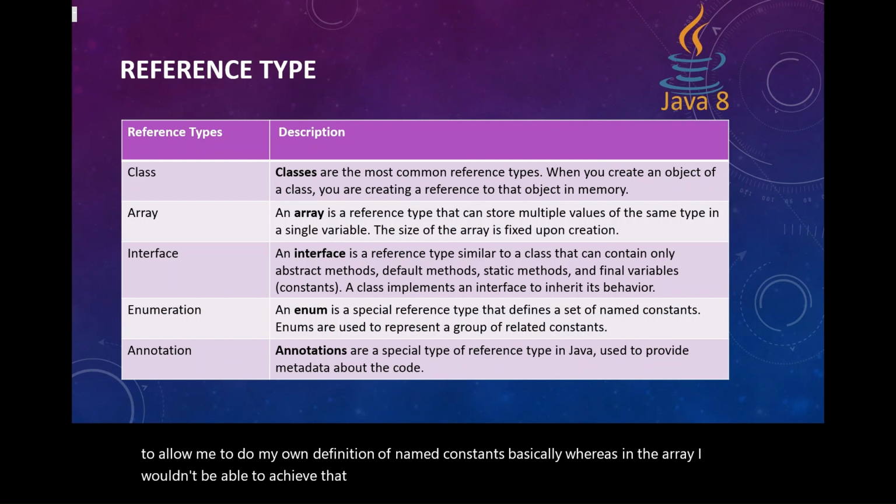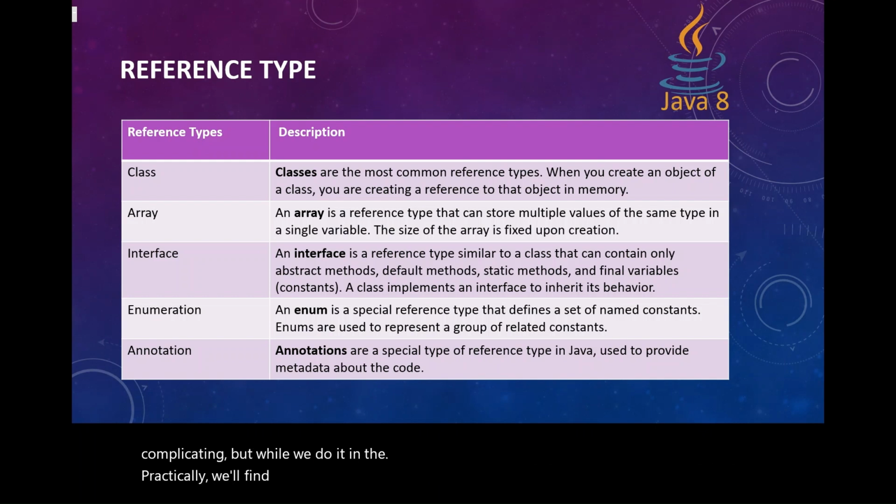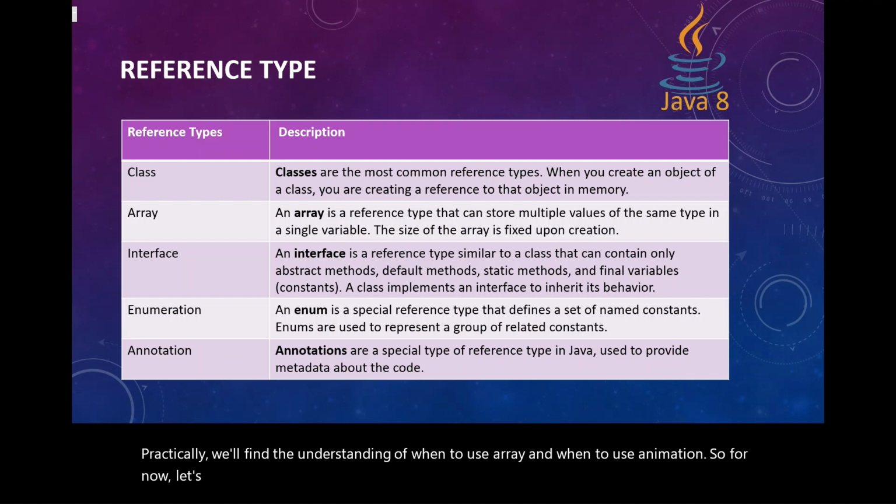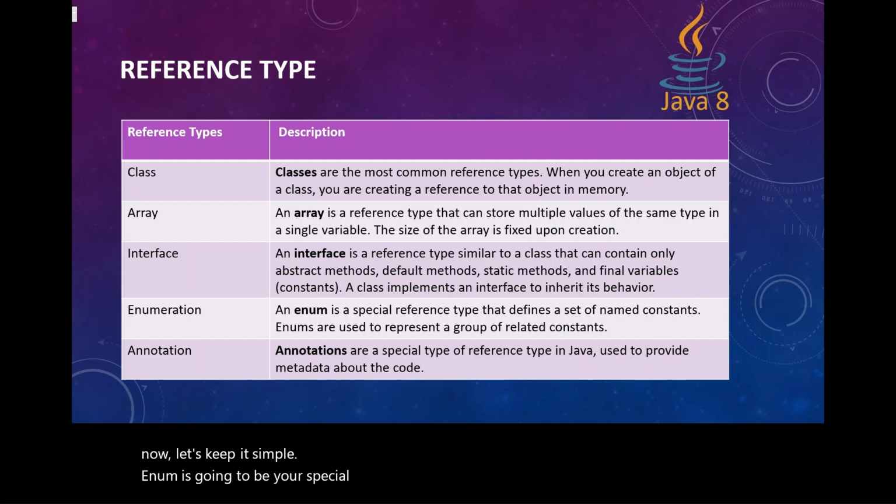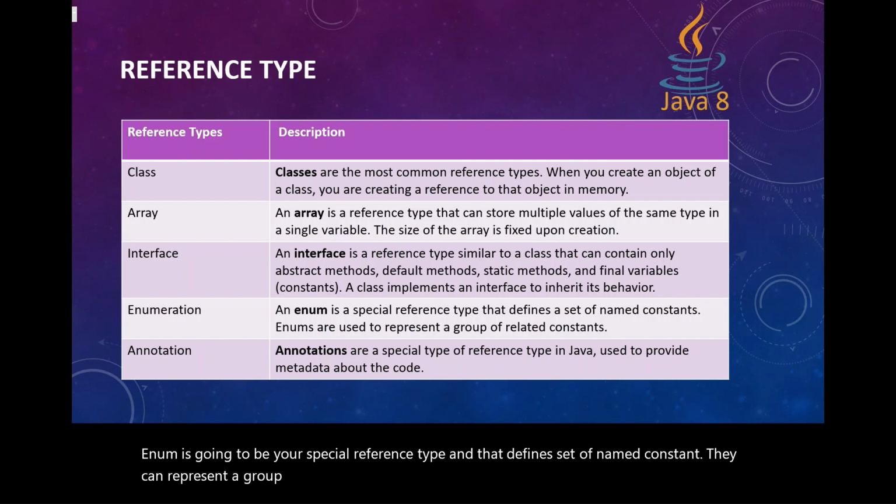So these are also topics that could be complicating, but while we do it practically, we'll find the understanding of when to use array and when to use enumeration. So for now, let's keep it simple. Enum is going to be your special reference type that defines a set of named constants. They can represent a group of related constants as well.